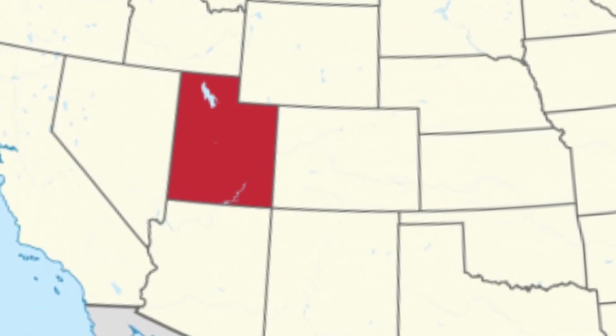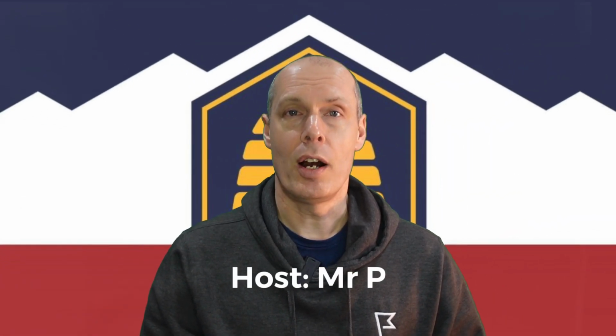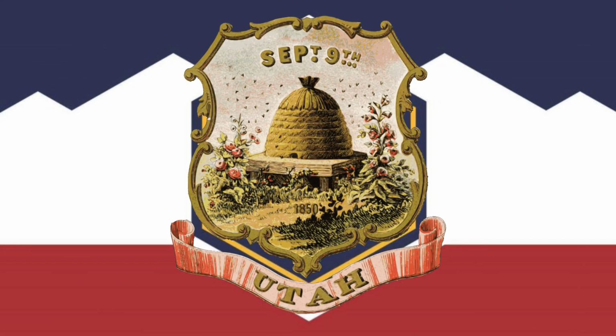The boxy-shaped 45th US state is going through a new transformation in vexillology terms. This is the story of the evolution of the flag of Utah. We start by returning to the 9th of September 1850.